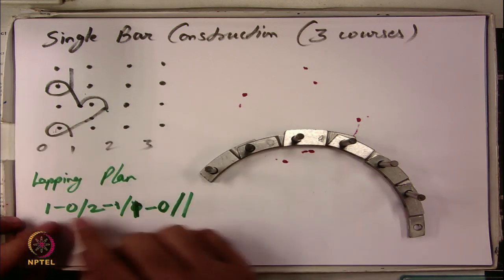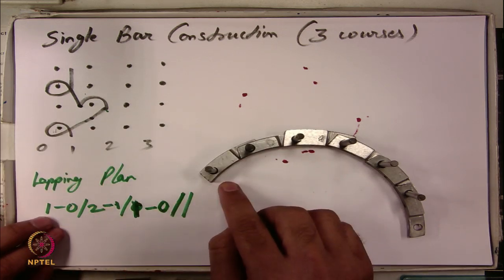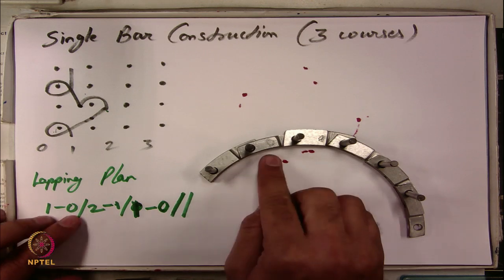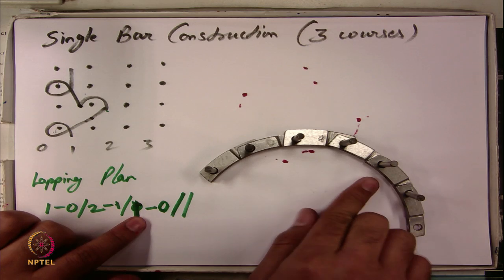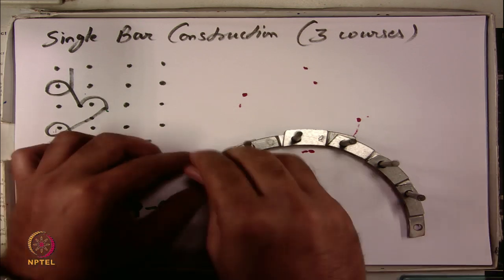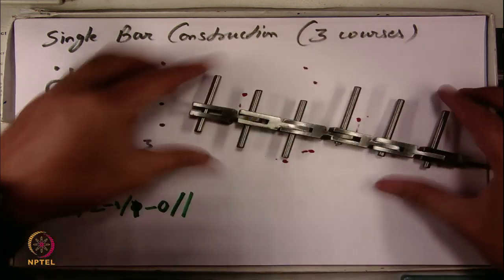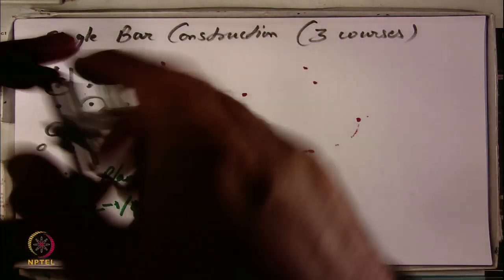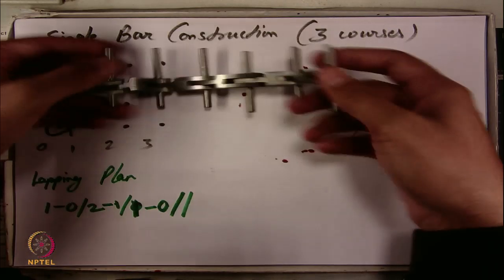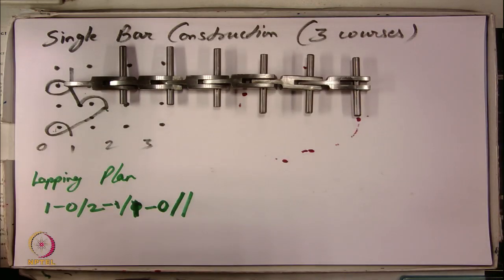So, 1 0 2 1 1 0. So, this is 1 position, 0, 2 position, then again 1 position, then 1 position, then 0 position. So, this is how you get the single bar construction for atlas.